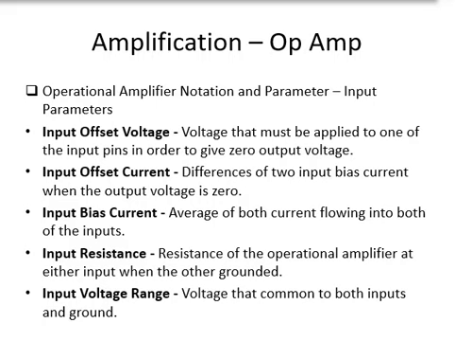Input bias current is the average of the currents flowing into both of the inputs. Input resistance is the resistance of the operational amplifier at either input when the other is grounded. Input voltage range is the voltage that is common to both inputs and ground.